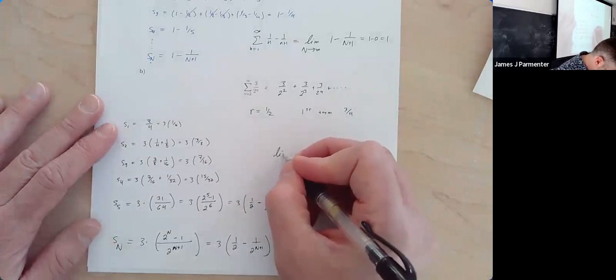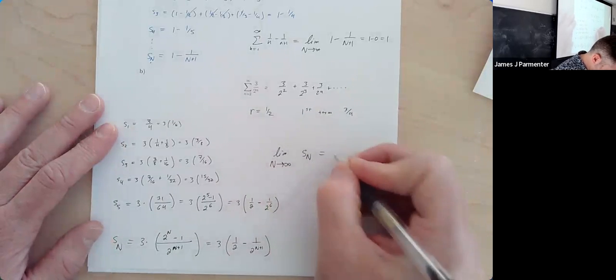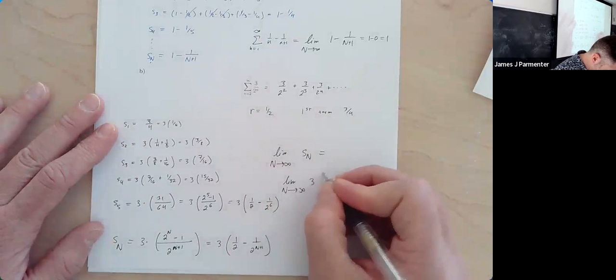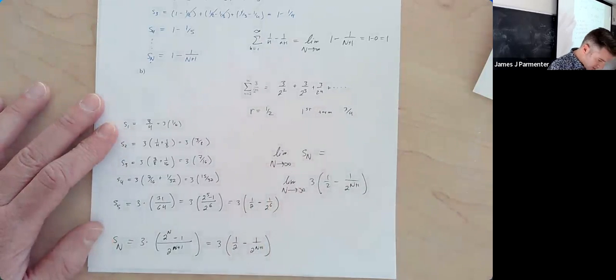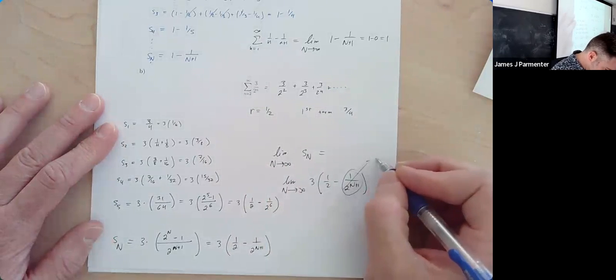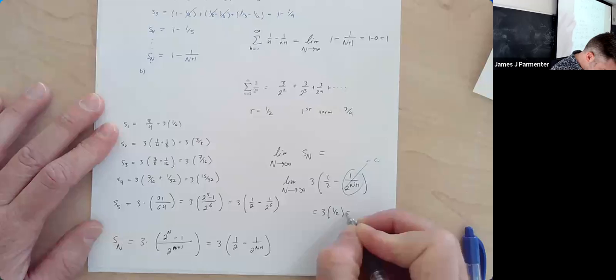The limit as n goes to infinity of my nth partial sum is the limit as n goes to infinity of 3 times 1/2 minus 1 over 2 to the n plus 1. And we know that this term is going to go to 0 because the denominator is getting infinitely large. That's just going to be 3 times 1/2, which is 3/2.